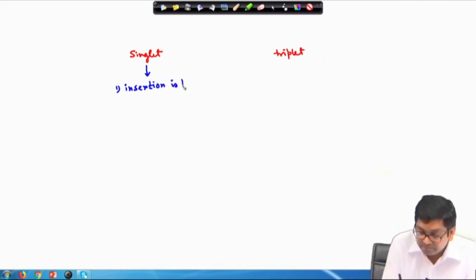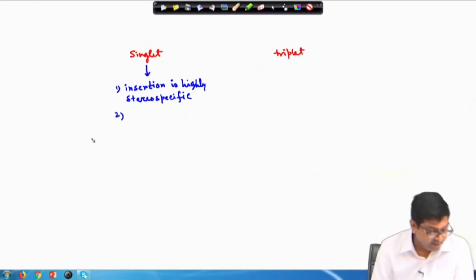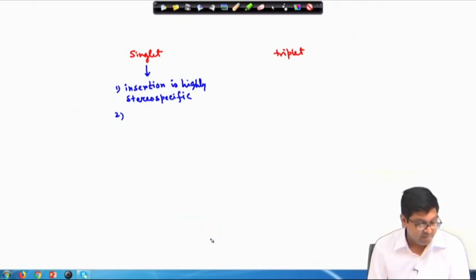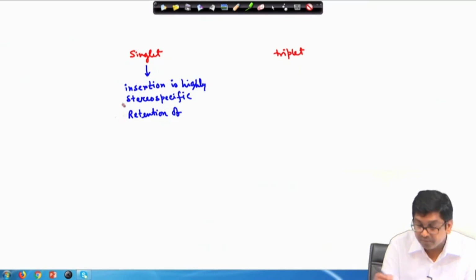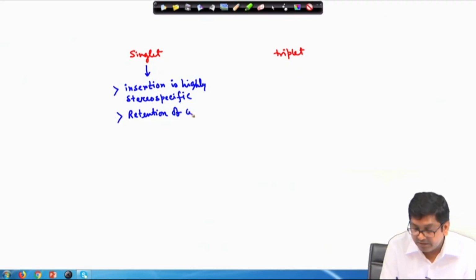So, what we can say is that number 1, insertion is highly stereospecific, and number 2 is that these reactions will give retention of configuration.